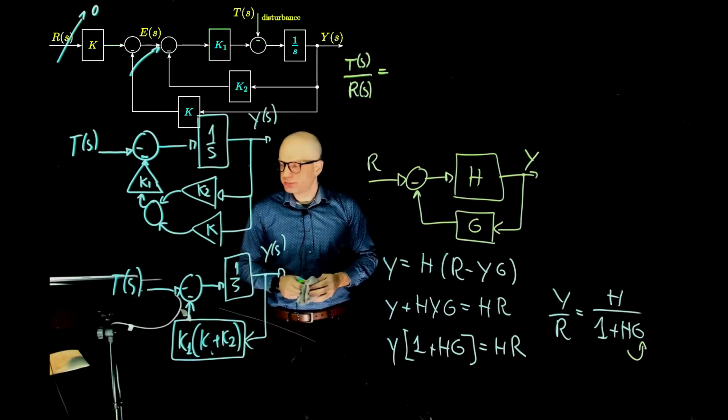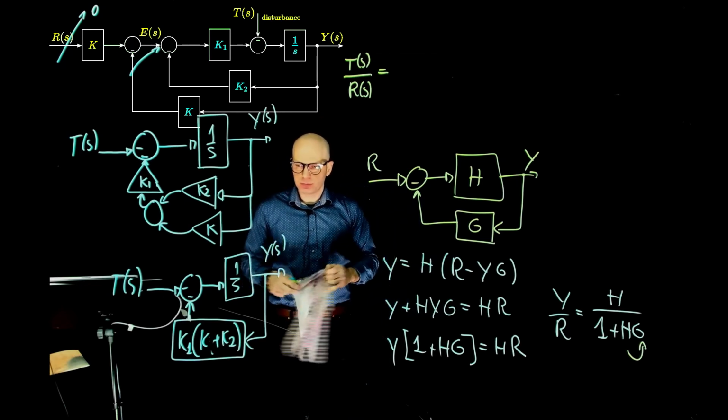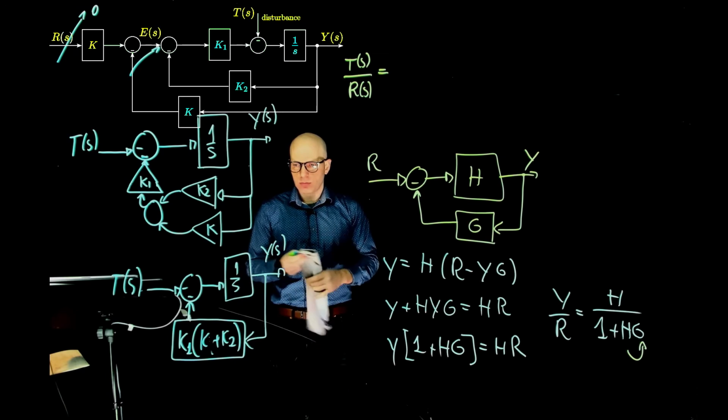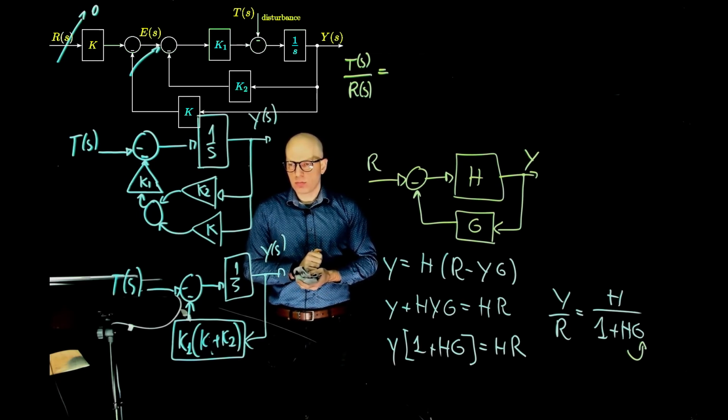Are we good? Any questions here? Professor, could you please explain what H and G are? And here, if we find the relation between R and Y, do we just consider T as B0, or is it included in the system?